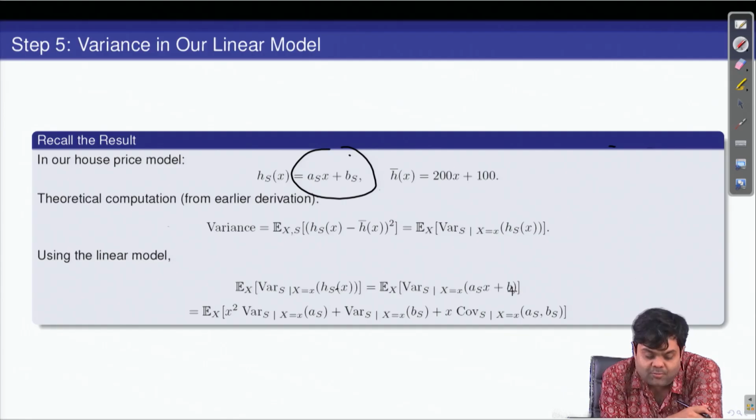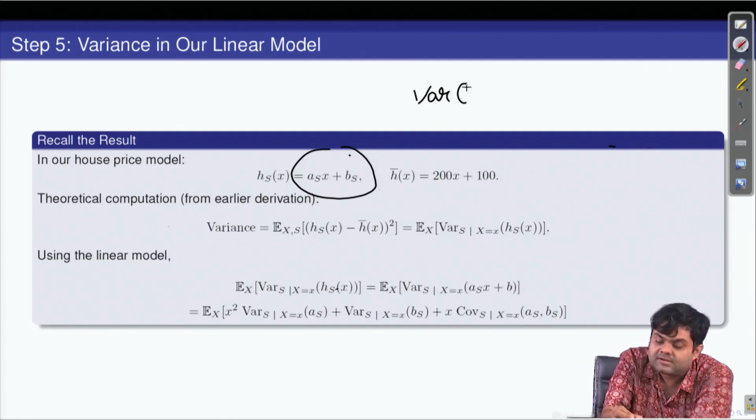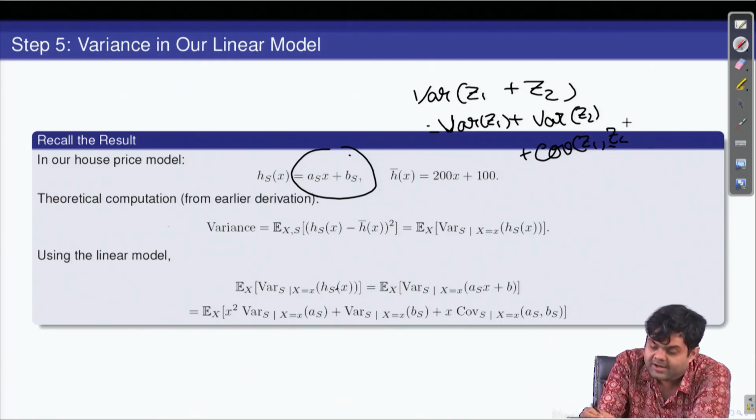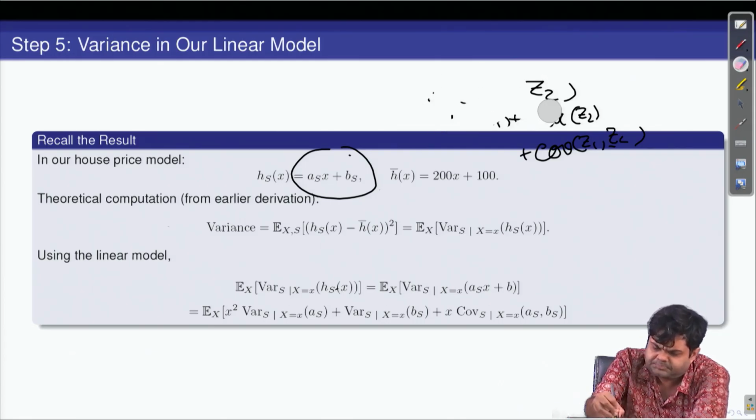Now, for a sum of variances, you know that the variance of Z1 plus Z2 gives you the variance of Z1 plus the variance of Z2 plus the covariance of Z1, Z2, and hence you get this expression. So, when you expand it out, you get this expression.